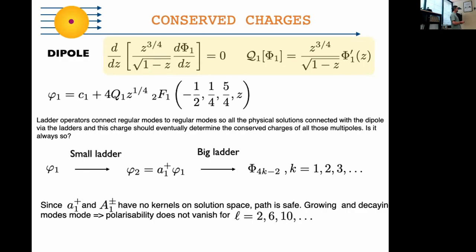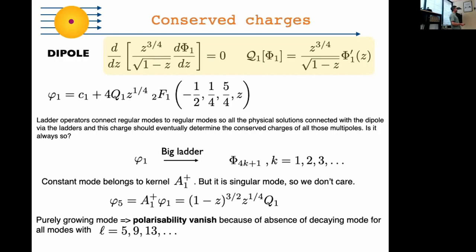But what happens if, instead of going first to L equal 2, I just take the dipole and use the big ladder to construct my tower? In this case, we go to multipole 5, and the action of A plus only gives the growing mode. Since I only have the growing mode and there is no decaying mode, when I take the ratio, this actually goes to 0. So this is basically the reason why all the multipoles which are odd, for the moment we only have this series, have vanishing polarizability. And it's simply related to the existence of conserved charges, which turn out to be trivial in this case.